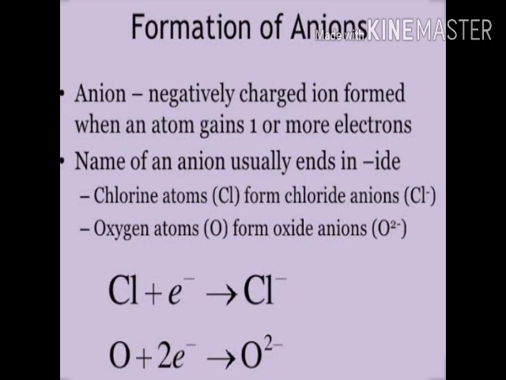Formation of anions. Anions are negatively charged ions formed because of gain of 1 or more electrons. As you can see, the example being chloride ion, and we are seeing oxide ion also. The chloride ion is formed by the gaining of 1 electron, and oxide ion is formed by gaining of 2 electrons respectively.